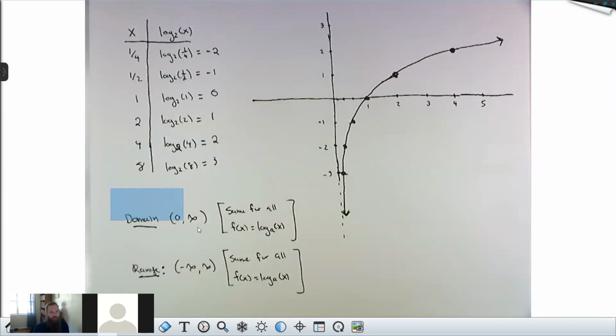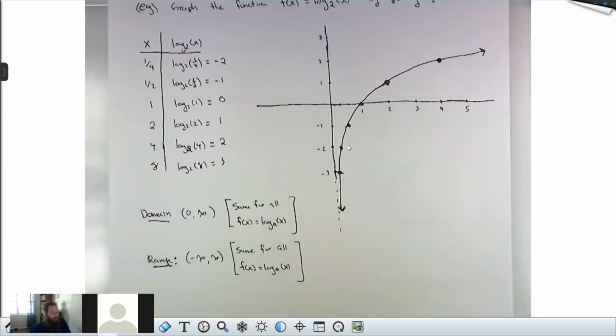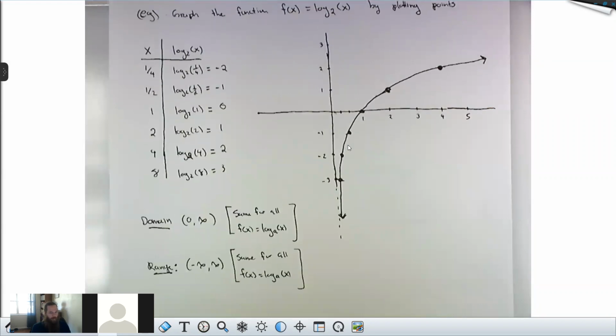And again, another way to see this is that the range of an exponential is 0 to infinity. And the domain of an exponential is -infinity to infinity. These are the inverses, remember, of exponential functions. So the domains and ranges switch. This is something we learned back in section 4.9.